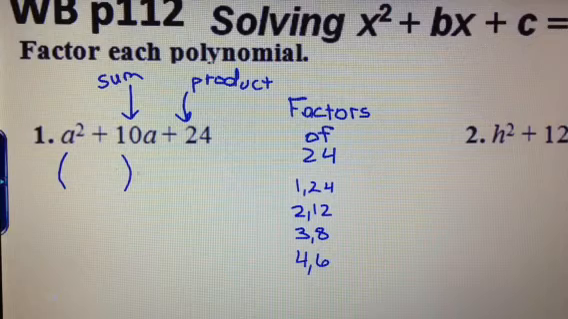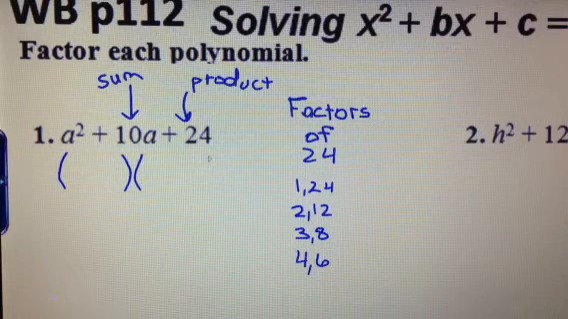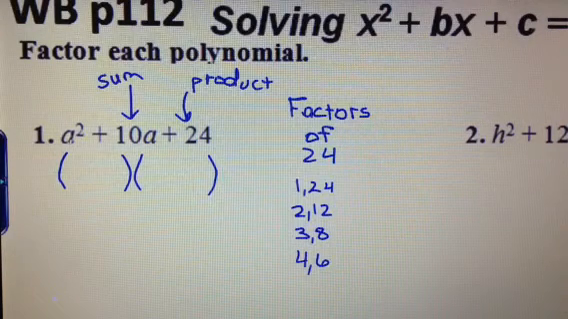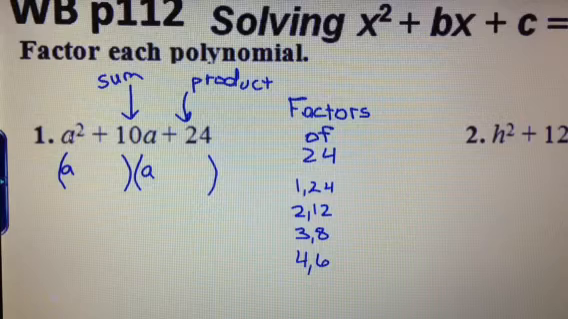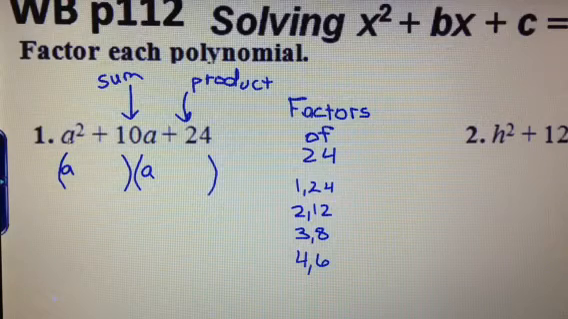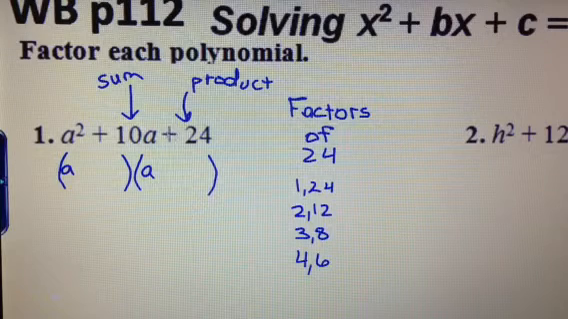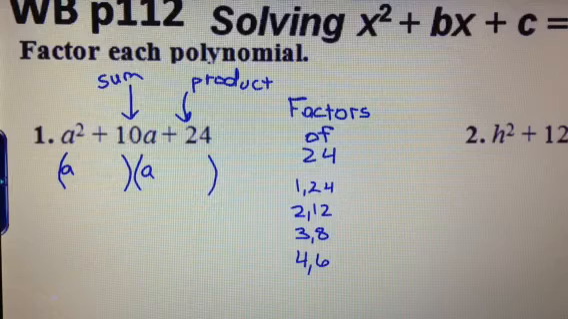So we're going to factor this. Now again, this is the reverse of the FOIL method. A times A, first times first, gives us this term. A times A is A squared. And we know we're going to have positive numbers because we're multiplying them and getting positive 24. We're adding them and getting positive 10.